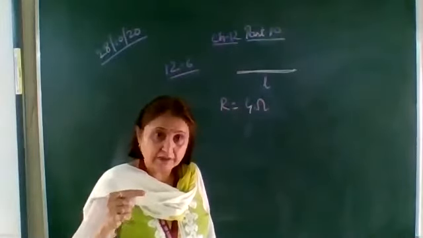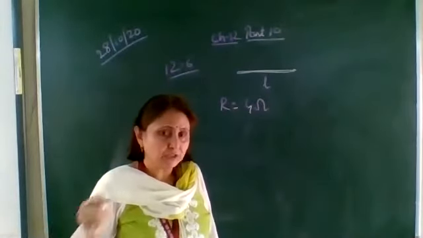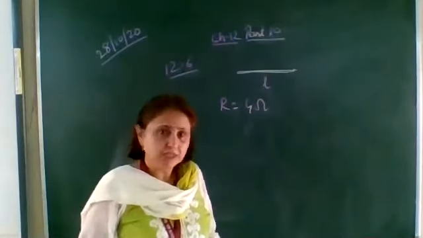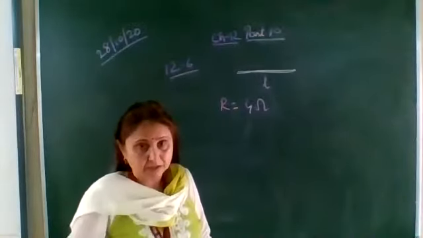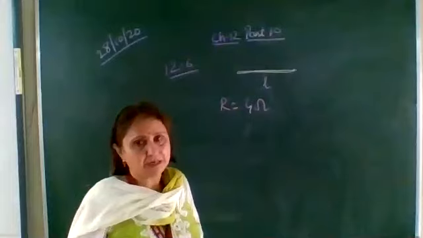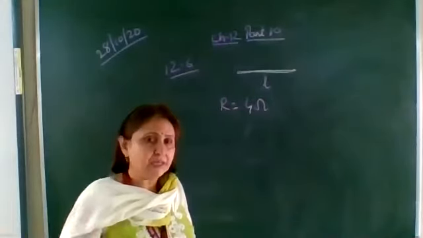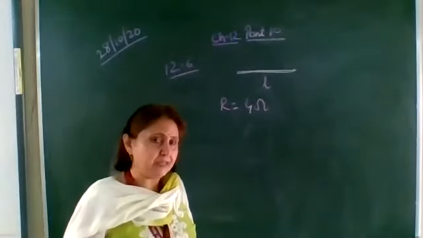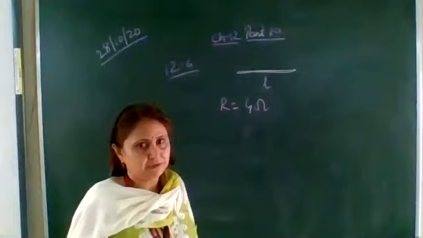Stretched means the wire will become thinner also. The cross-sectional area will be affected. It's not only that the length will become doubled. Whenever it is given in the question that it is stretched to double its length, the area of cross-section will be affected.